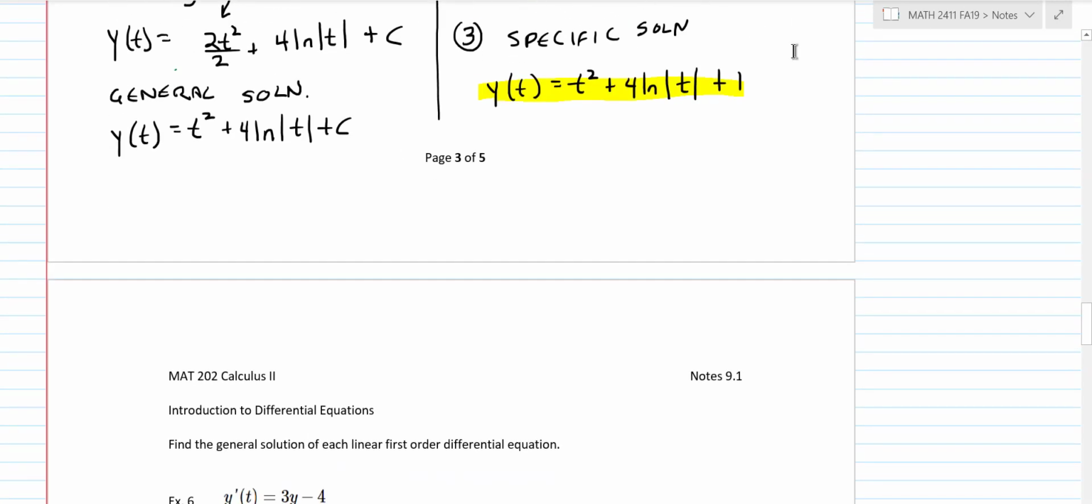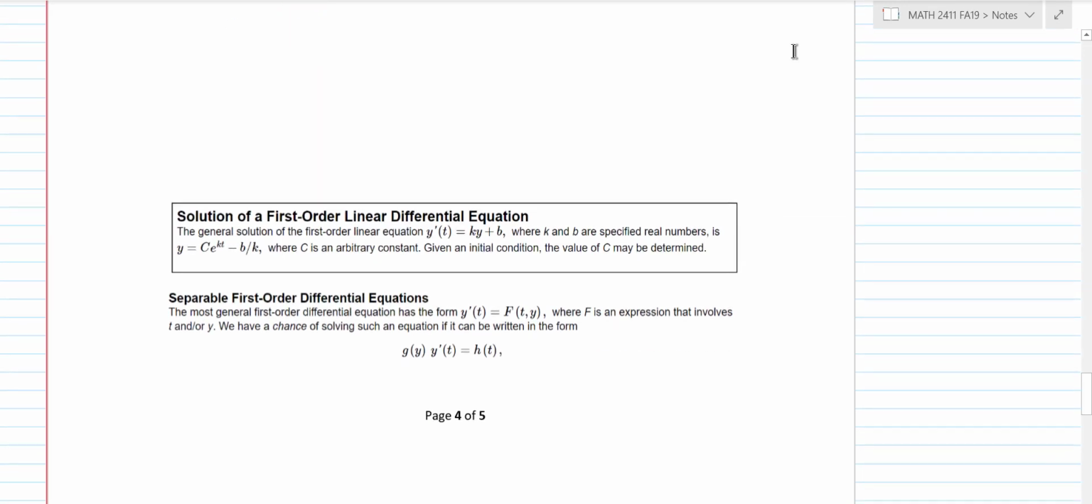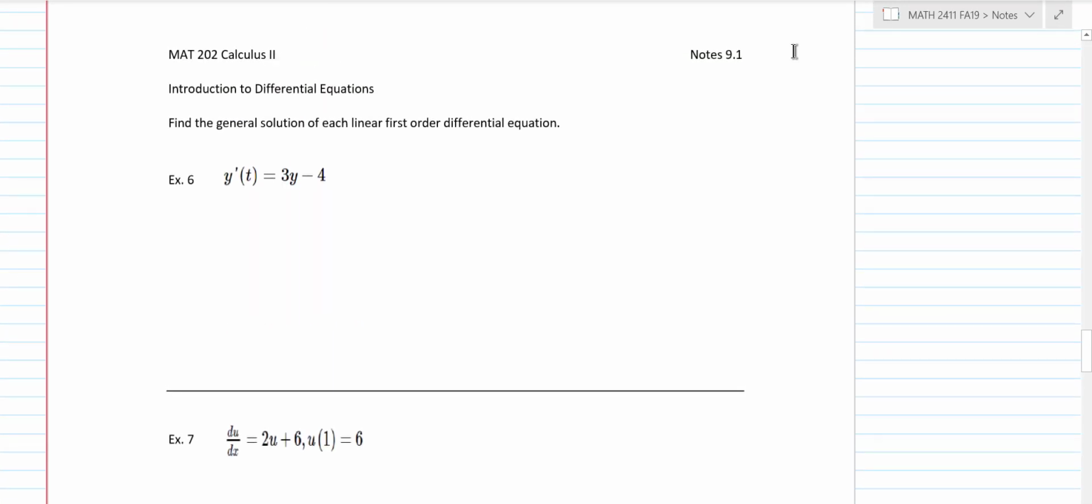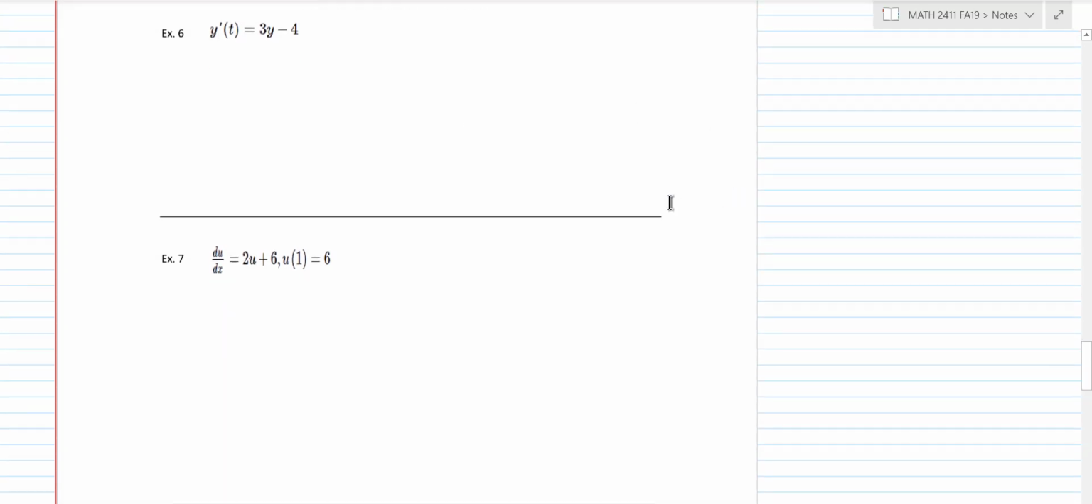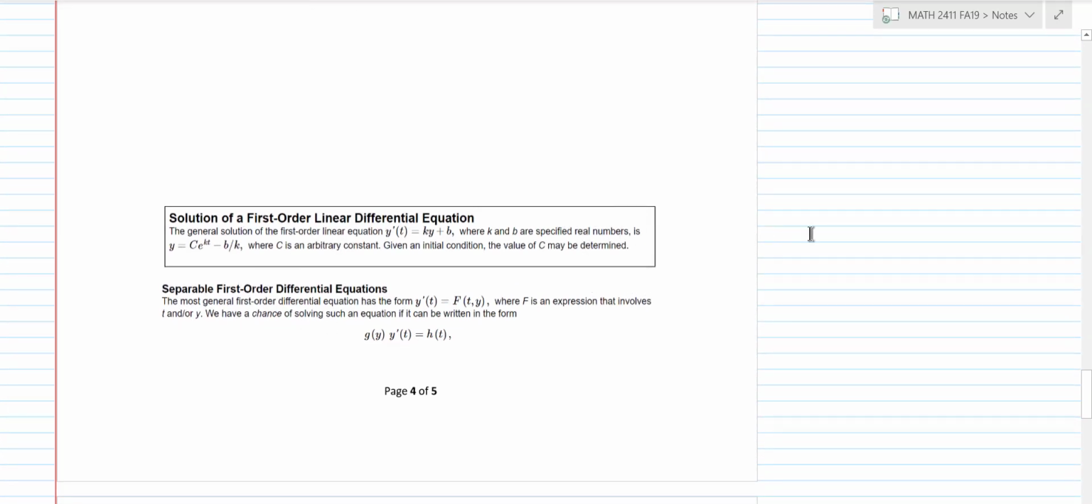I'm going to move to the next page, and I'll show you how to do a first-order linear differential equation. First of all, we're looking at kind of the form y prime of t equals like ay plus b. That looks like a linear equation. You're familiar with y equals mx plus b, so you can think of it as having that same structure, except this is a first derivative. Now there's a certain formula you use for this, and I'm going to go down here at the bottom and show you what this is.